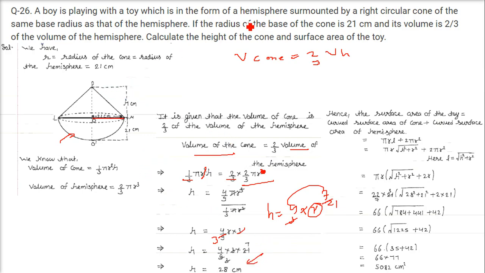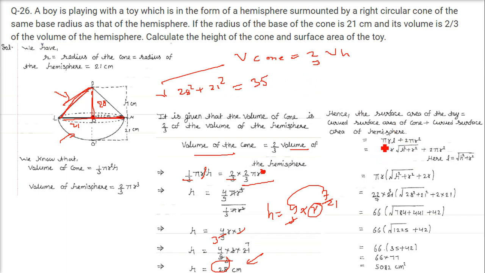Now, we have to find out the surface area of the toy. What is the surface area? The curved surface area of the cone and curved surface area of the hemisphere. In order to find out the curved surface area, we have to find out the slant height. So this is 21, this is height, which is known to us. Now 28, this we just found out. This is 28 and this is 21, this is 21. So what will this slant height be? It will be 28 square plus 21 square under root. Okay, and this is going to come as 35.